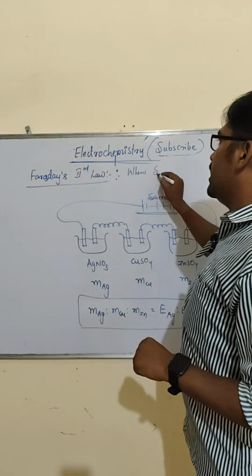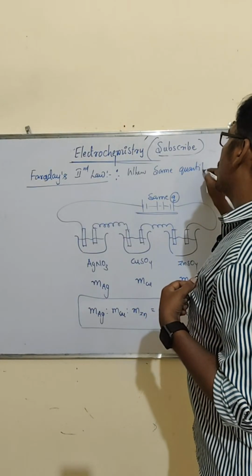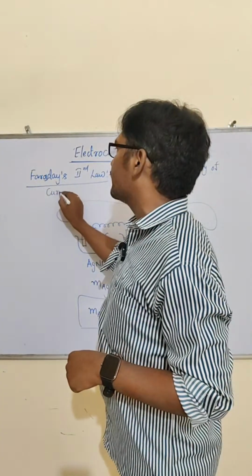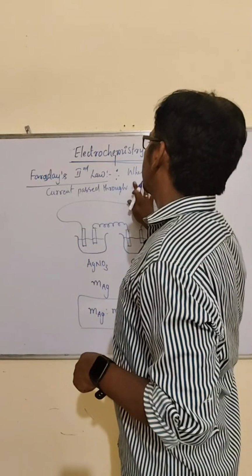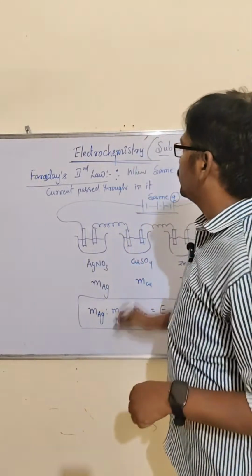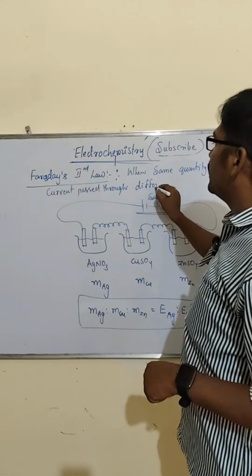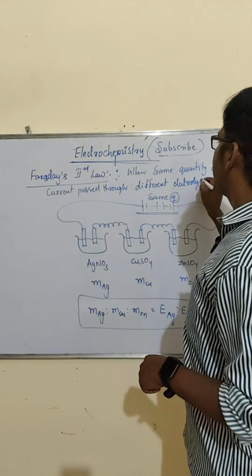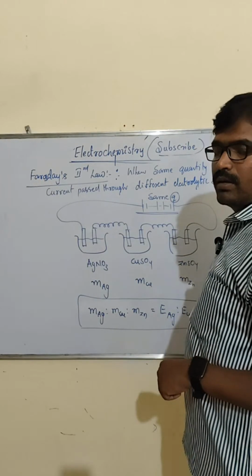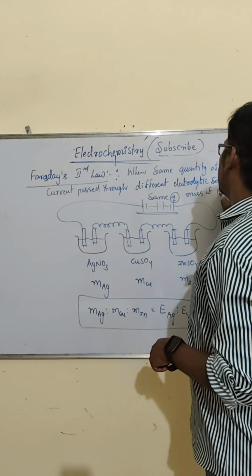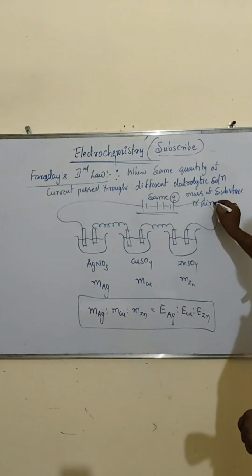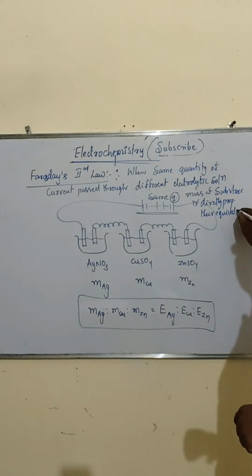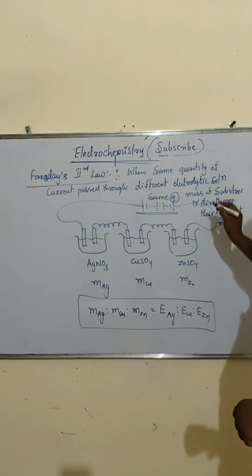When same quantity of current is passed through different electrolytic solutions, then mass of substances is directly proportional to their equivalent masses. So this is the Faraday's second law.